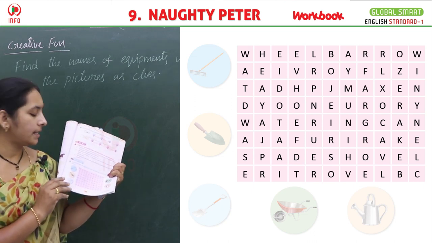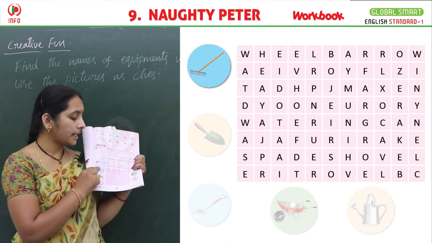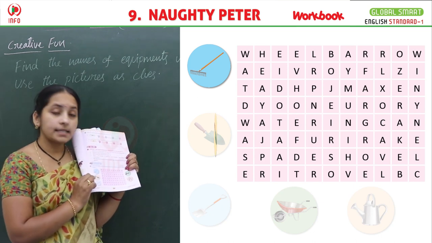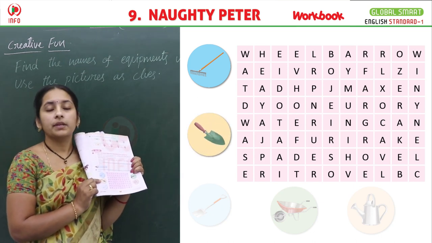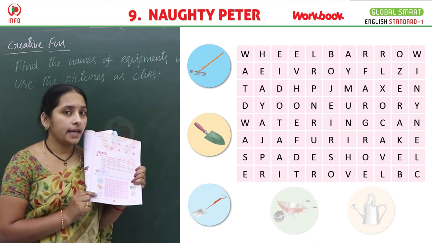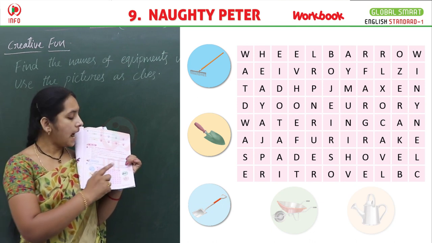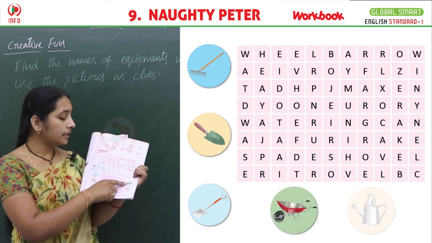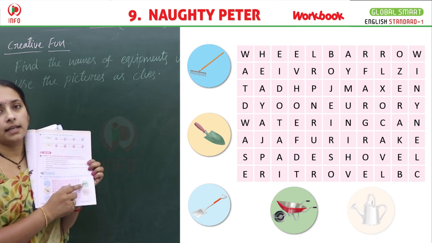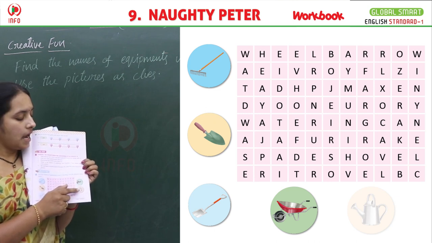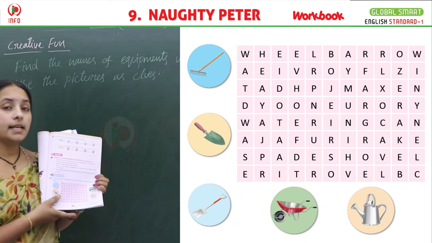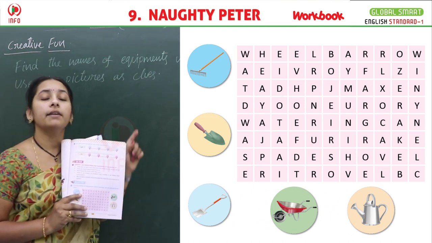Okay, what are these? See the first one, that is actually rake, R-A-K-E. Rake, we call the first one. And the second one is shovel. And this third one is called spade. And this is a wheelbarrow, which we discussed in the poem lesson. Wheelbarrow, like this. And this is watering can. So, these five words you should find in the given puzzle.